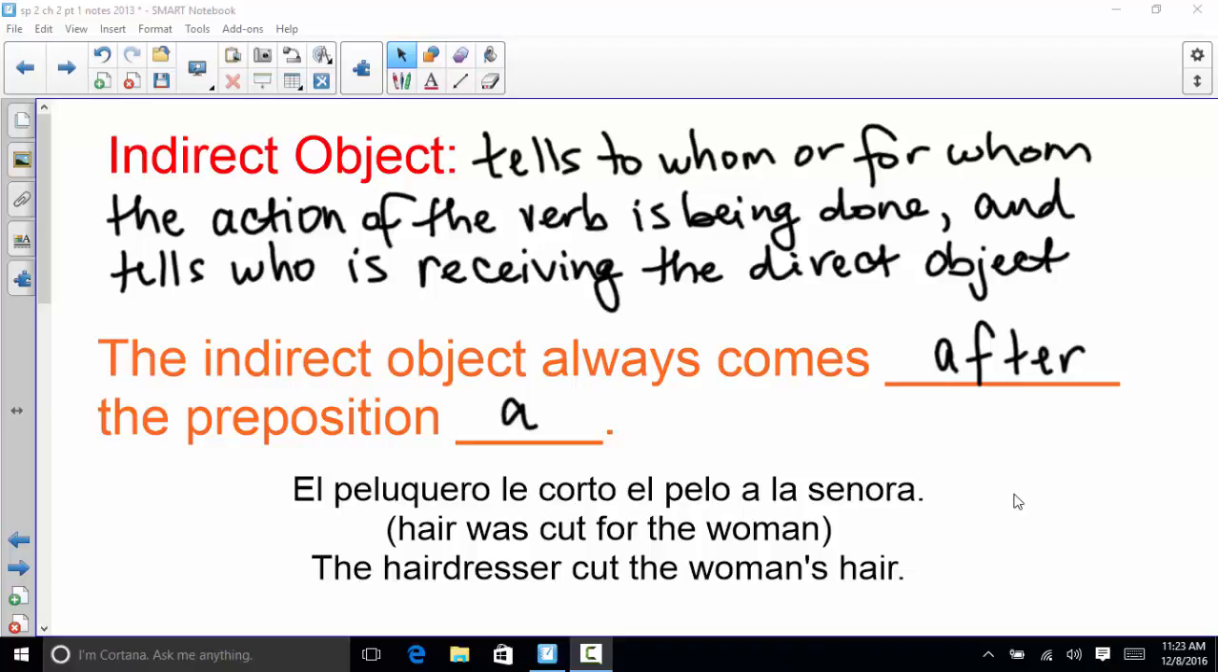Hola chicos y chicas. Today we're going to be talking about indirect objects and indirect object pronouns. And you will see that these are very similar to your direct object and direct object pronoun sentences. Not the same, but quite similar. So if you look at your notes right after the vocabulary section, you will see an indirect object section.